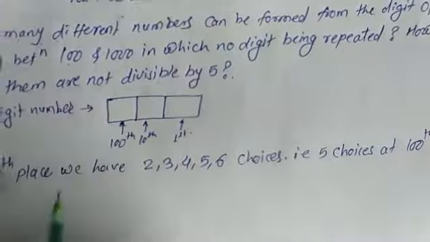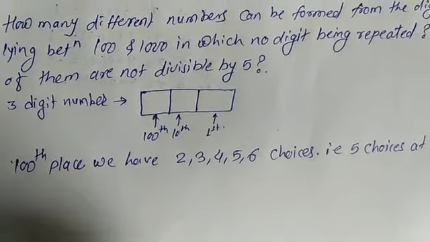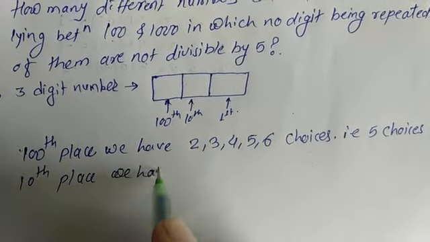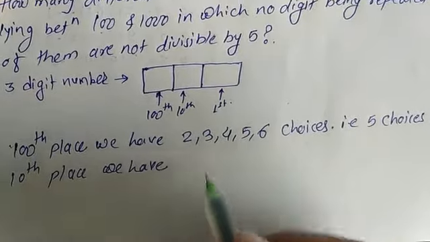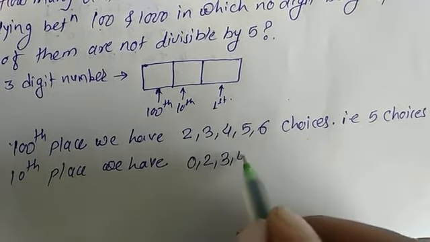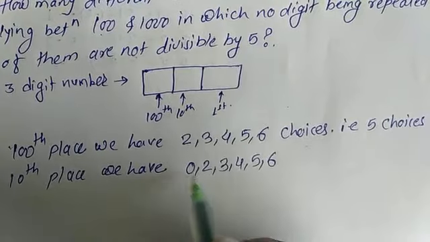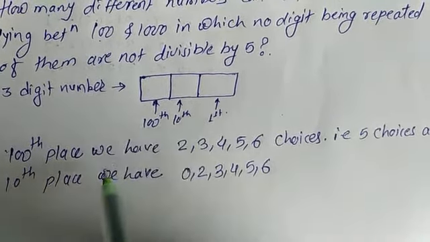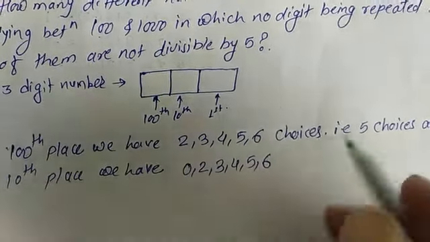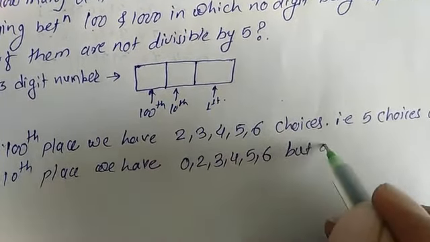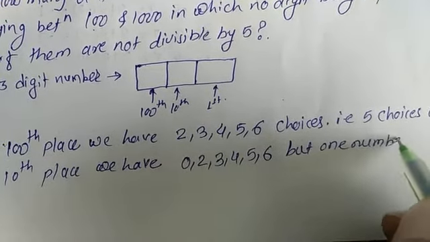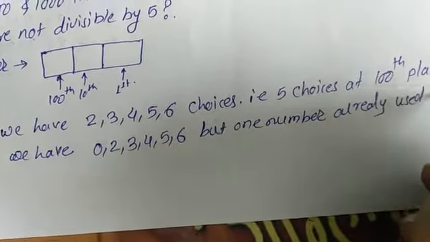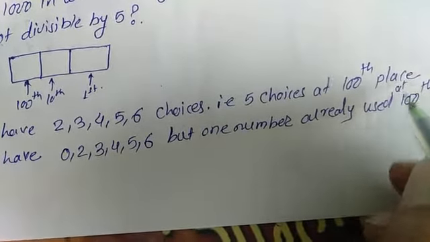Okay, now for the 10th place we have 0, 2, 3, 4, 5, 6. But we are using one number at the 100 place, so there are only how many possibilities, since one number is already used at the 100 place.